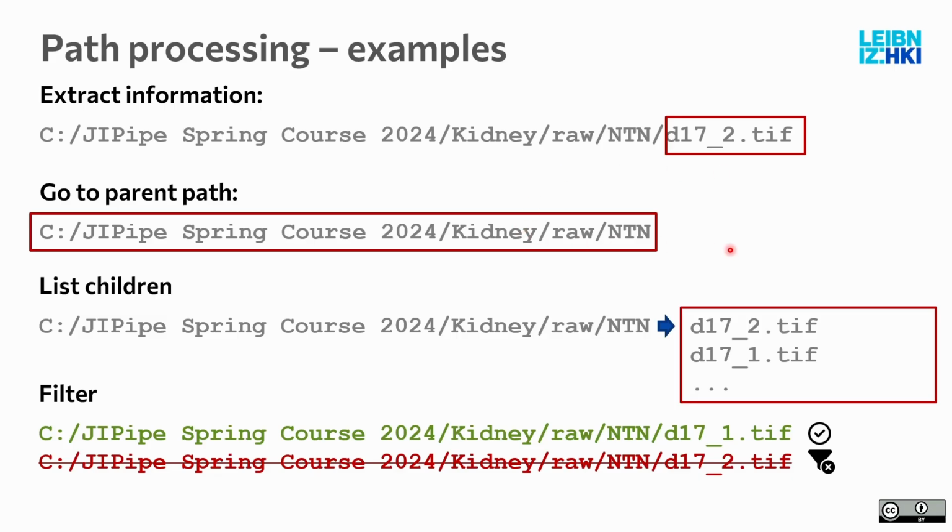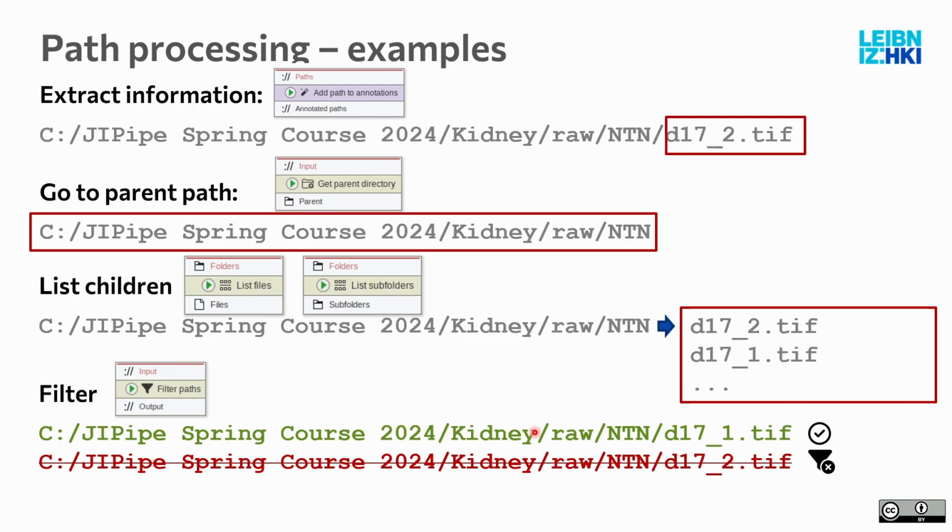Or you can tell it, okay, please go to the parent directory of a file or a folder. List its children. If you have given a folder, you can list out what is in there. Then you can also filter things. JIPipe can do all this for you. All these operations JIPipe has. And it works on path data that JIPipe got maybe from a user directory, maybe you dropped it in, and this way it can be very, very flexible.